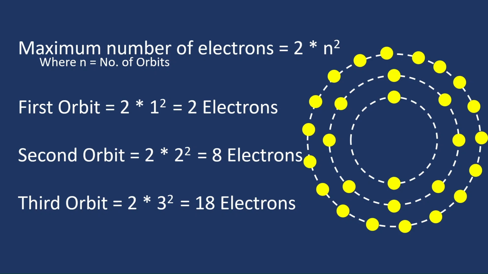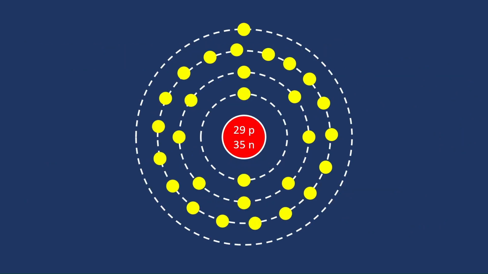Here you can see the structure of a copper atom. The atomic weight and atomic number of copper are 64 and 29 respectively. Therefore, a copper atom has 29 protons, 29 electrons and 35 neutrons. The 29 electrons are distributed among the various orbits. The first orbit will have 2 electrons. The second has 8 electrons and the third has 18 electrons. And the last orbit accommodates only 1 electron.